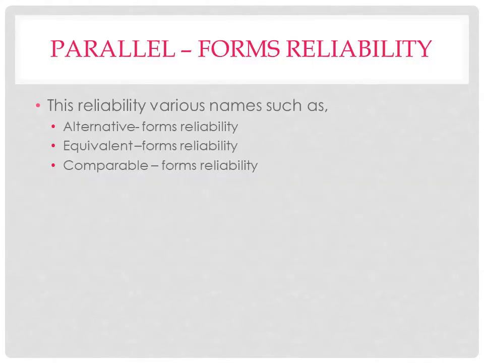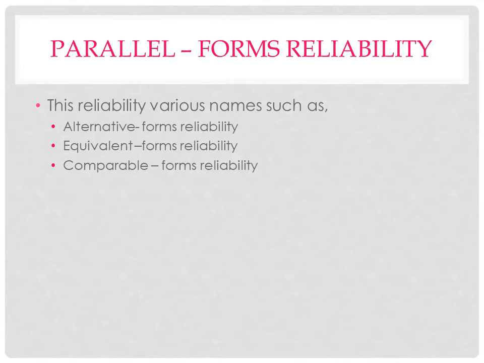Like what I mentioned a while ago, reliability is the consistency of measurement. There are types. One of the types is test-retest. And in here, let's have another type. Another type is the parallel forms reliability. This reliability has various names, such as alternate forms reliability, equivalent forms reliability, and comparable forms reliability.